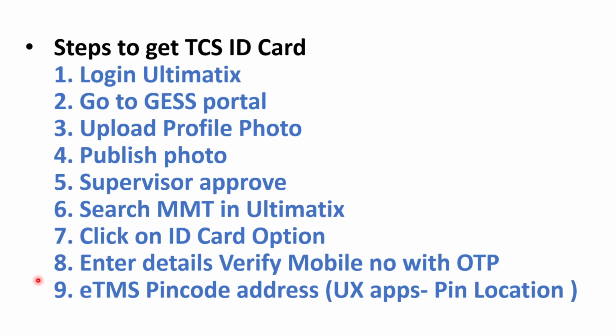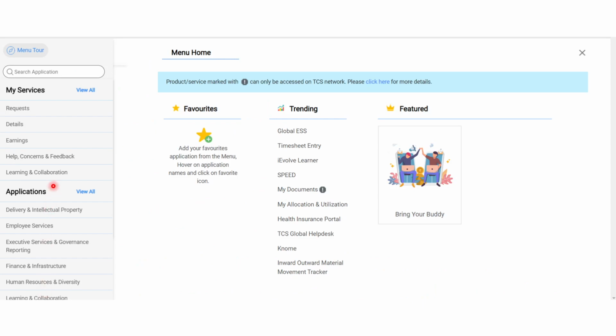The 9th step is that if you have not already added the TMS pin code, that is the geocode, then you have to do that. The process is very simple. We are going to discuss further. Now let us move. Okay, so this is the Ultimatix homepage.